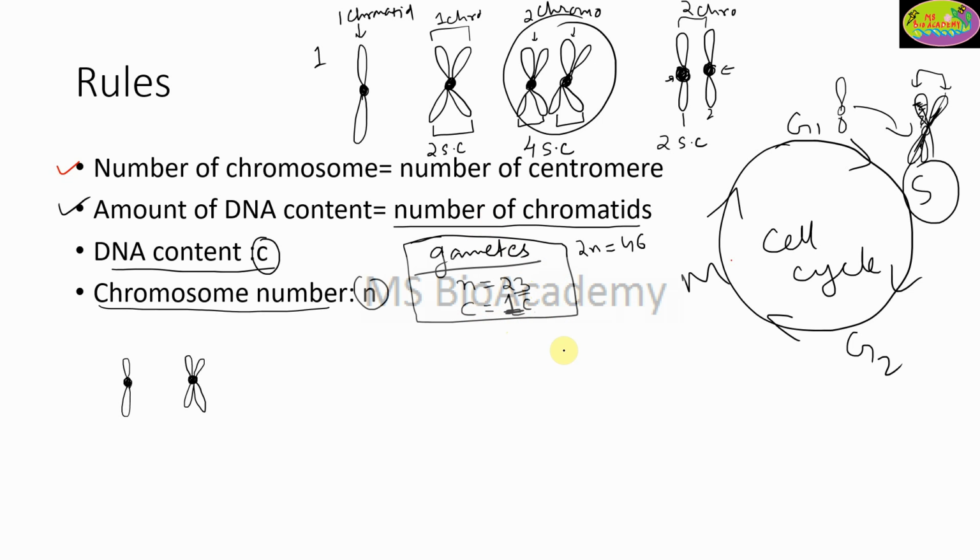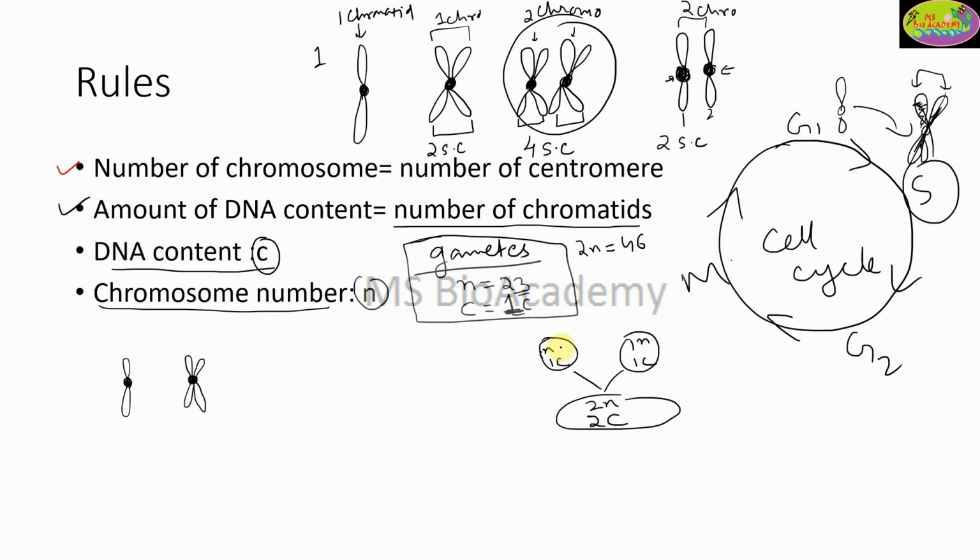But let's suppose one more case. Now this is one gamete, this is another gamete. This has 1N and 1C, and this is again 1N and 1C. When they undergo fertilization, what do they form? They form the zygote, right? So now the zygote will become 2N, and the DNA content will also become 2C.